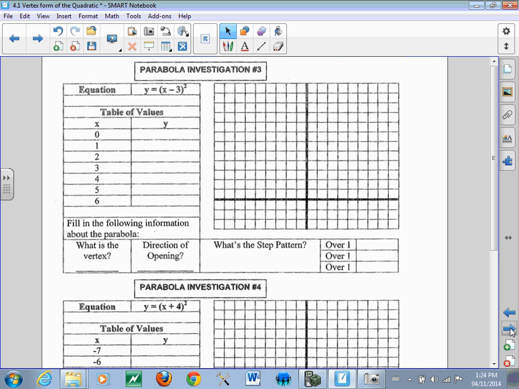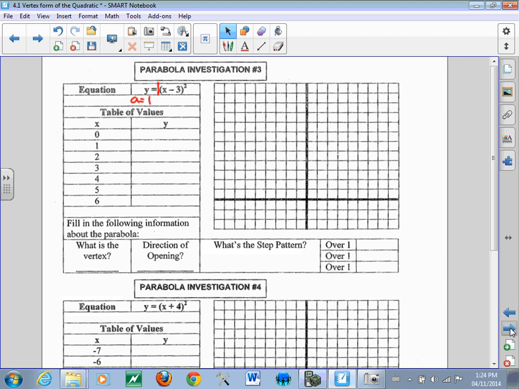For investigation 3, we're changing it up. Now we've got a number inside the brackets that it's raised to the exponent. Notice also that the number in front of the bracket is still 1, so A still equals 1, so our step pattern is still the same. But I wonder what the effect will be when you're adding or subtracting a number inside the brackets.